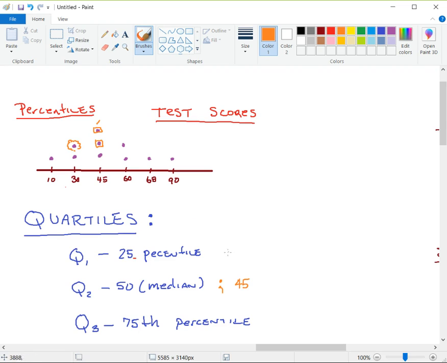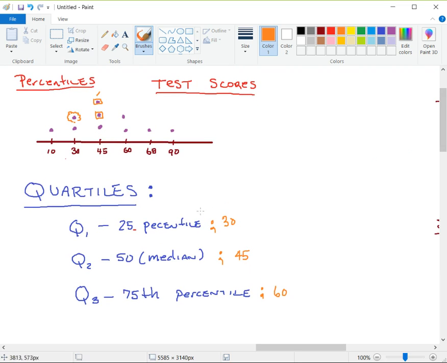And using the same process, the 75th percentile, the median on the right side then, 1, 2, 3, is going to be 60. So the 25th percentile occurs at a value of 30, the 50th percentile occurs at a value of 45, and the 75th percentile occurs at a value of 60.